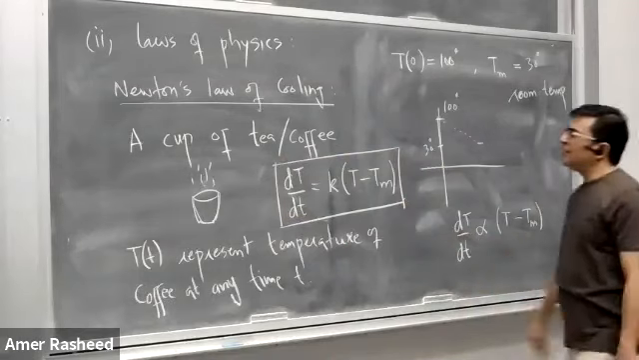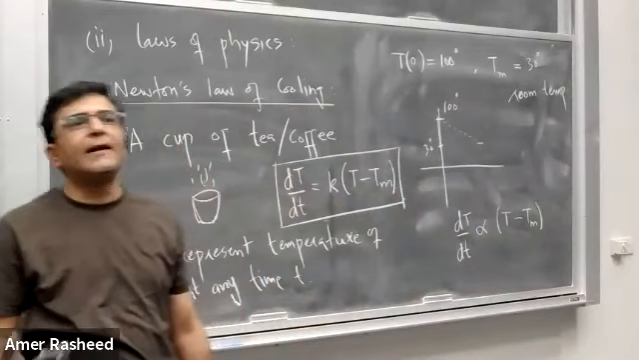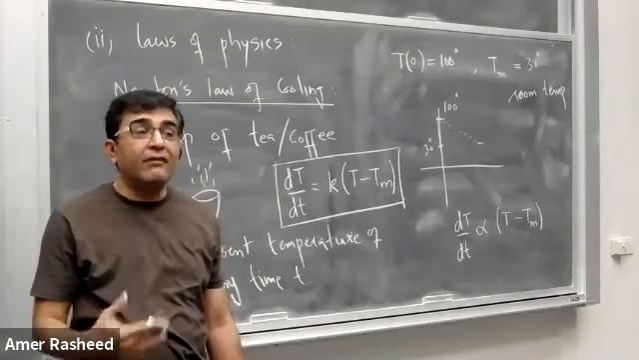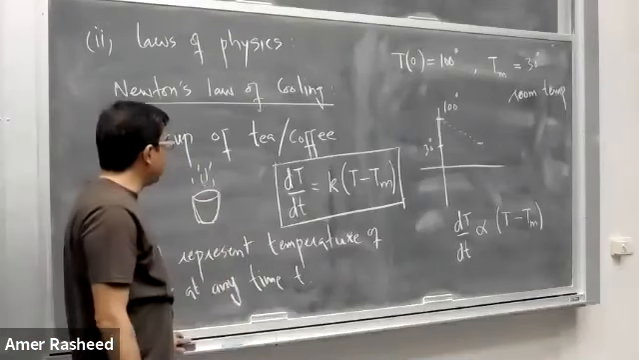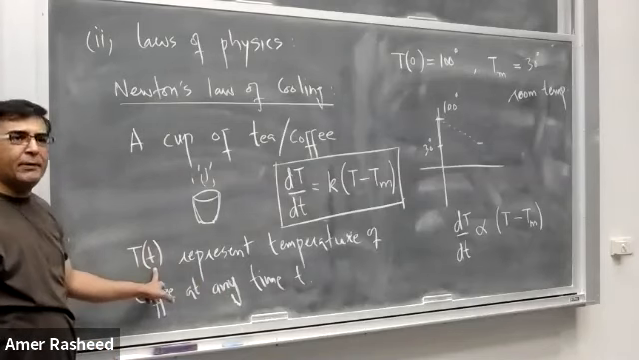So from this Newton law of cooling, we can derive a differential equation which involves basically the derivative of the dependent variable. What is the dependent variable here? We assume that capital T is the dependent variable and small t is the independent variable.